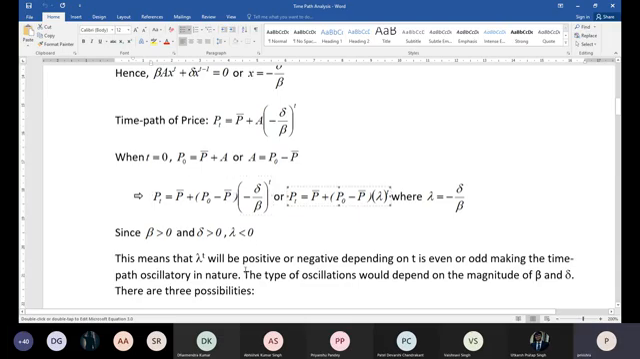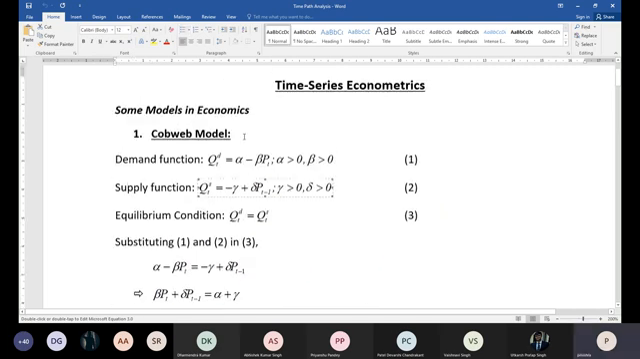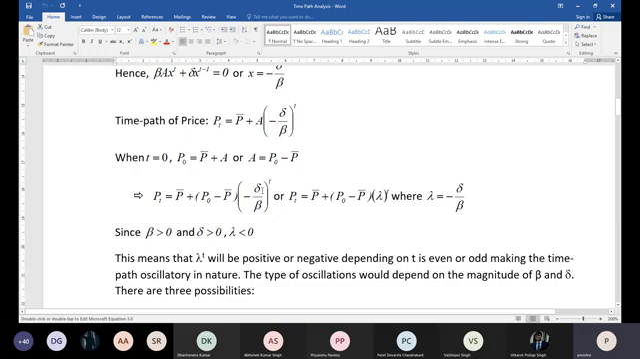Now, how this time path or this variable will behave over the period of time depends on the relative strength, because here we have assumed that both delta and beta are positive. You can see we have assumed all these coefficients as positive. So given that delta and beta both are positive, their relative strength would be very, very important.